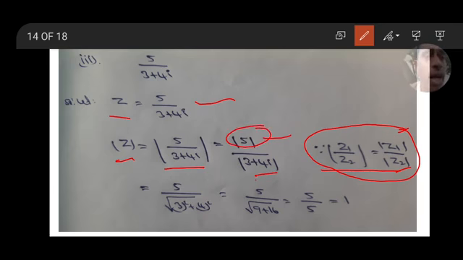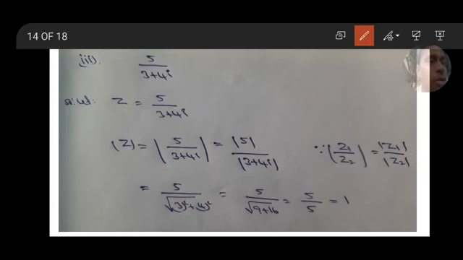Modulus of 5, a real number, is 5, and modulus of 3 plus 4i is square root of x square plus y square, that is square root of 3 square plus 4 square. That equals 5 by square root of 9 plus 16, 9 plus 16 means root 25, root 25 means 5. That is 5 by 5, the 5s cancel, we get 1. Modulus of z1 by modulus of z2: you have to find the numerator modulus and denominator modulus separately and divide, and you get the answer.